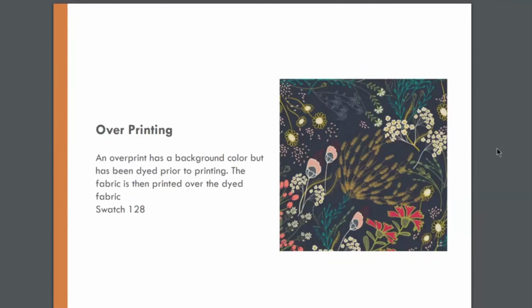Swatch 128 is an example of overprinting. As the name suggests, an overprint also has a background color, but in this example, the color has been dyed prior to printing. So if you take a look at swatch number 128, notice that the brown color is very pure and thorough through the background color. So you can see that this started out as a dyed brown fabric, and then the intricate design was overprinted on that dyed surface.